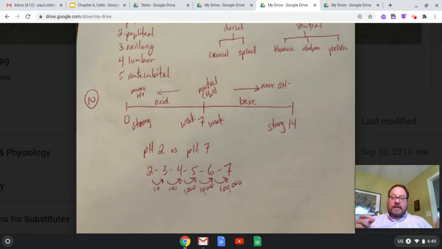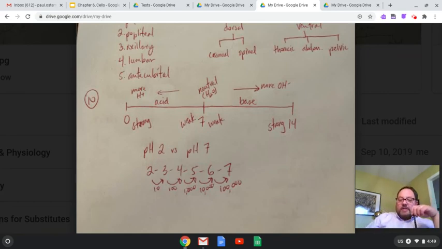Now, the issue with having a lot of hydrogen ions or a lot of hydroxide ions, a lot of H+ or a lot of OH-, is that those ions will break bonds. And if you have more ions, you're going to break more bonds. If you break more bonds, you're going to destroy tissue. So strong acids and strong bases are very destructive.